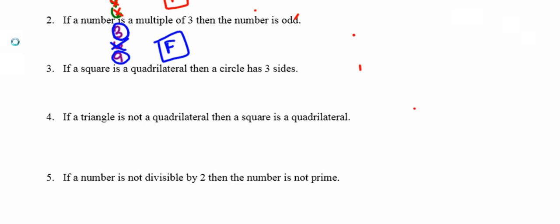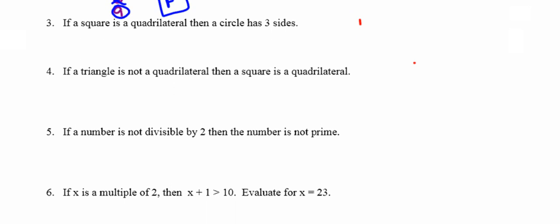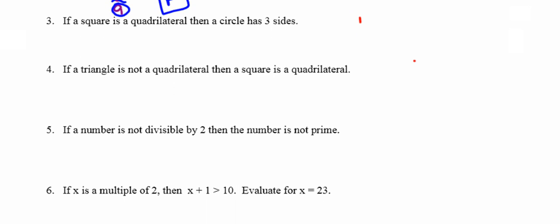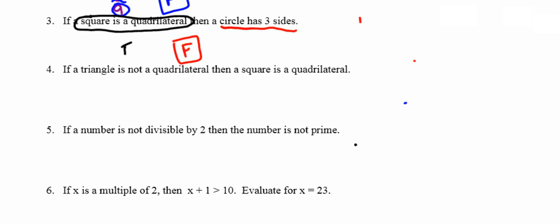All right, the next one says, if a square is a quadrilateral, then a circle has to have 3 sides. This one is a little crazy because it's not quite as straightforward as the other 2 are. It says, if a square is a quadrilateral, well, quadrilateral, remember, is a polygon with 4 sides. And since all squares are quadrilaterals, the first part of that has to be true. But does that guarantee that a circle has 3 sides? Well, a circle doesn't have any sides. And so therefore that promise too is also broken, making that conditional a false conditional.